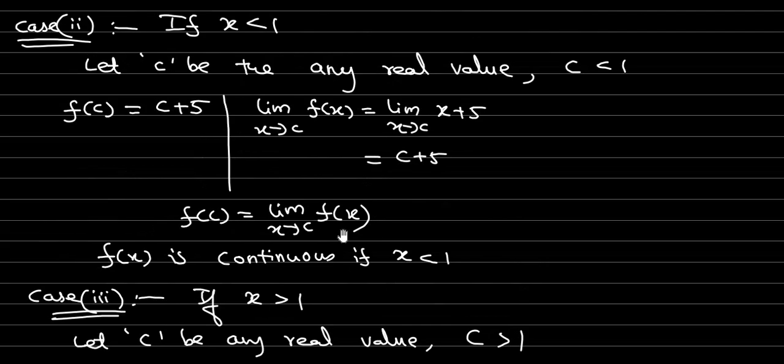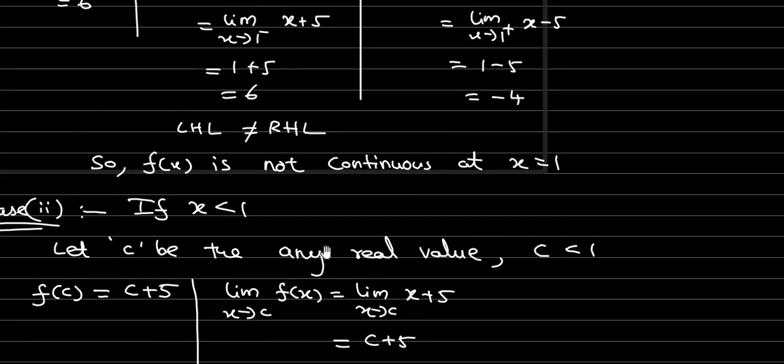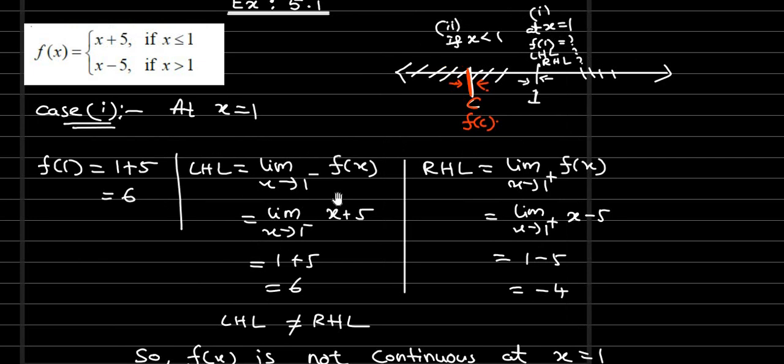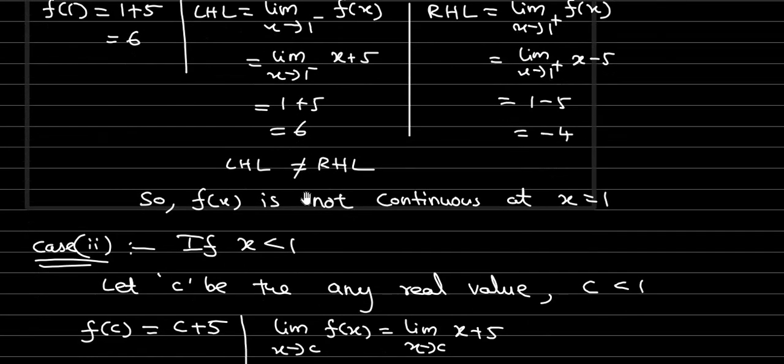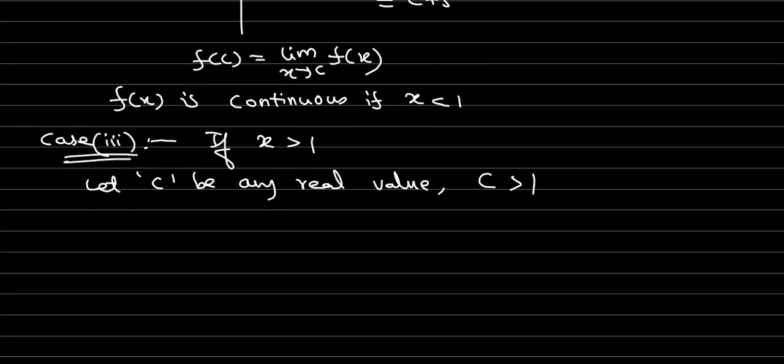Now to check the continuity, what things are required? f of c, left hand limit, and right hand limit. Now f of c: when x is exactly c, and c is greater than 1, the suitable function is the second function, c minus 5. So f of c is c minus 5.